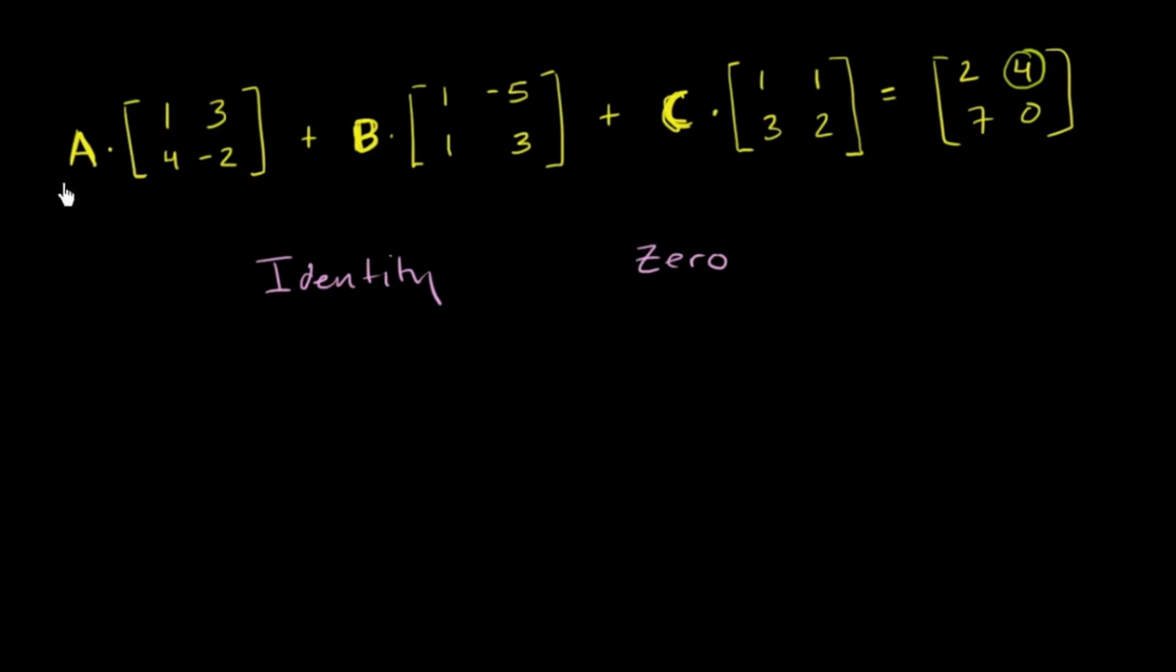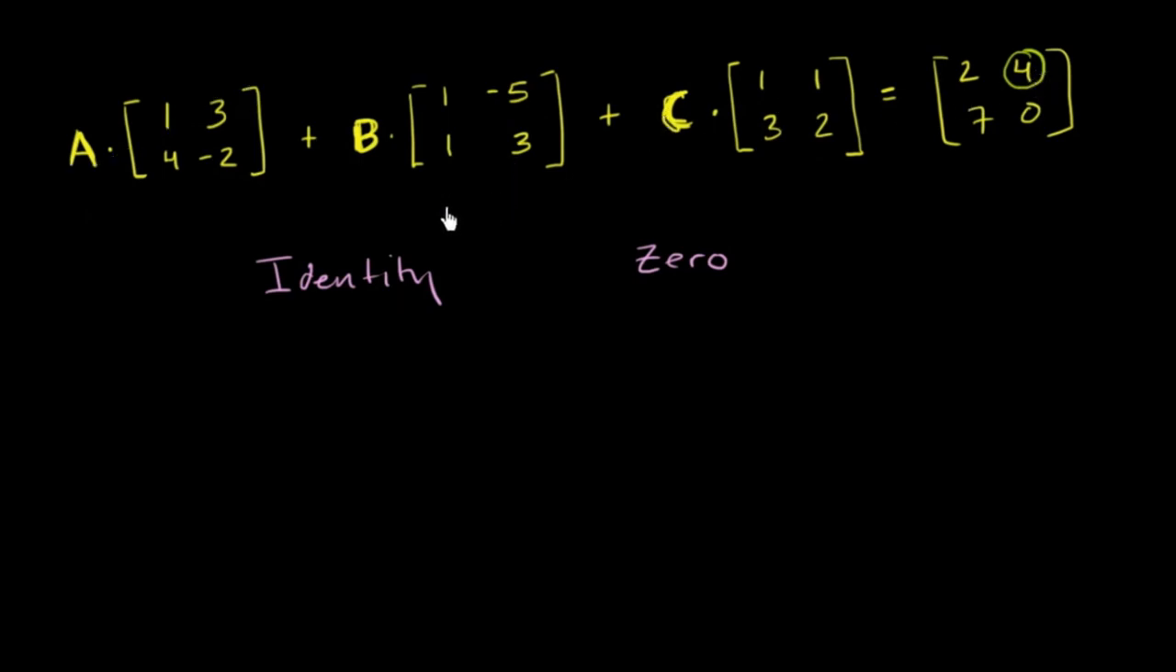In that situation, A is the zero matrix, so that's not going to matter. When you multiply B times this, you're just going to get this matrix, and C times this, you're going to get that matrix, if B and C are identity matrices. And so you have -5 plus 1, which would be -4. So that doesn't work either.